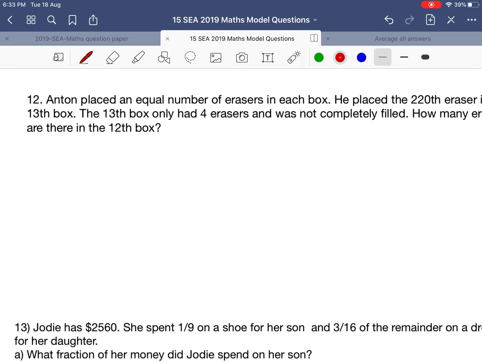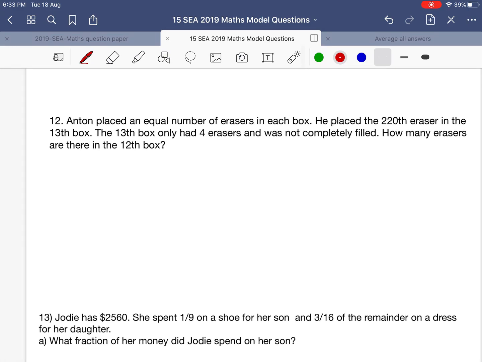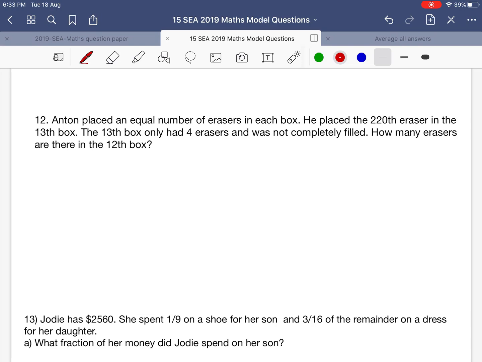Number 12. Anton placed an equal number of erasers in each box. He placed a 220th eraser in the 13th box. The 13th box only had 4 erasers and was not completely filled. How many erasers are there in the 12th box?